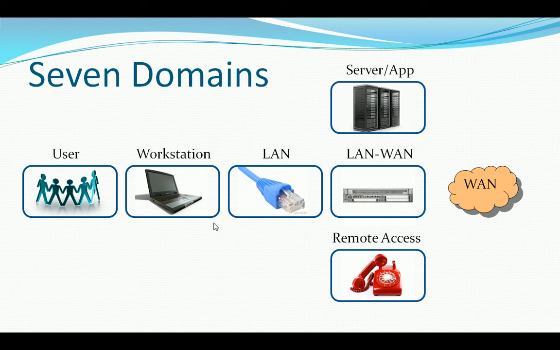So again, these are the 7 domains. We can pretty much break everything that we do in IT into one of these 7 domains. So if I'm talking about a database, that's going to be in the server and application domain. If I'm talking about a switch or a router, that's going to probably be in the LAN or the LAN-WAN domain. If I'm talking about dial-up access or VPNs, that might sit out in the remote access domain, and so forth and so on. And of course, your users would be all the people that interact with this stuff.